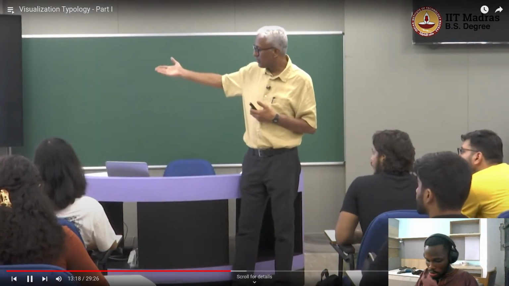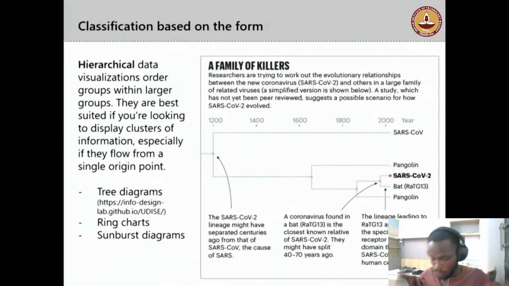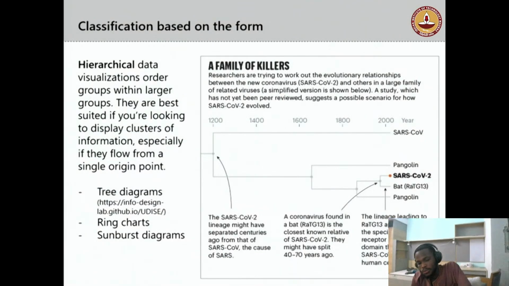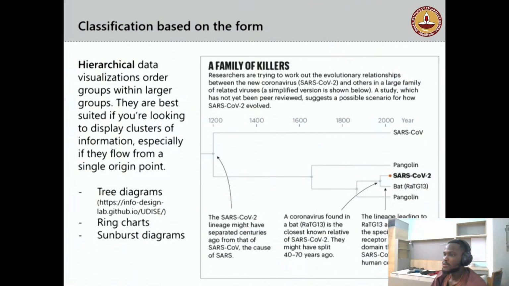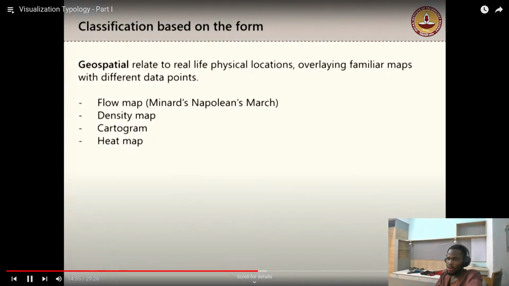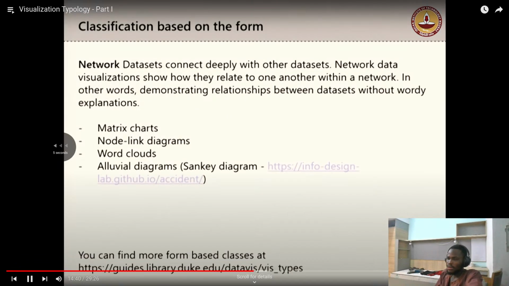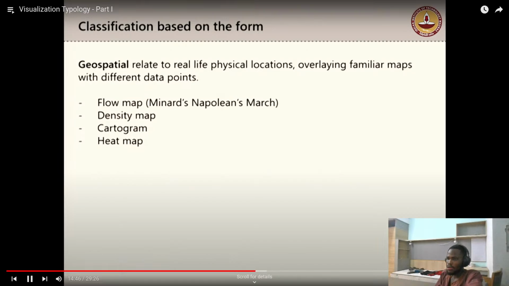Okay, so what you see is a tree diagram here, which traces back the origins of the SARS virus, the COVID-2 virus, which is somewhere here. We discovered it in early 2000, somewhere around 2019 or so, and the possible origins of how it separated from the main branch, with physical locations overlaid, and more examples of this form-based classification, also called this link. And the last class, overlaying location.